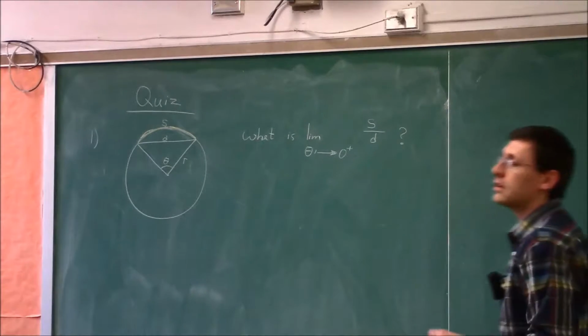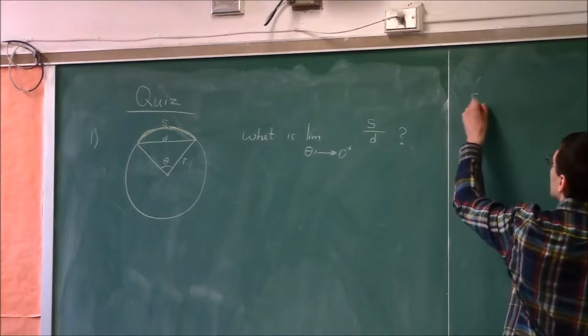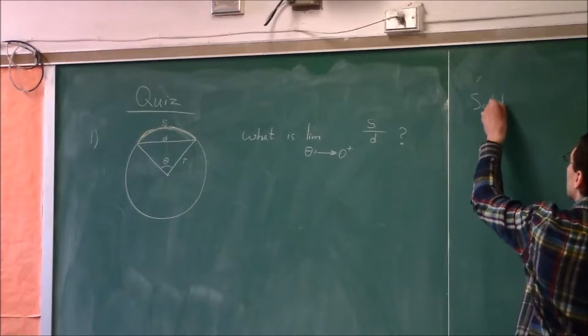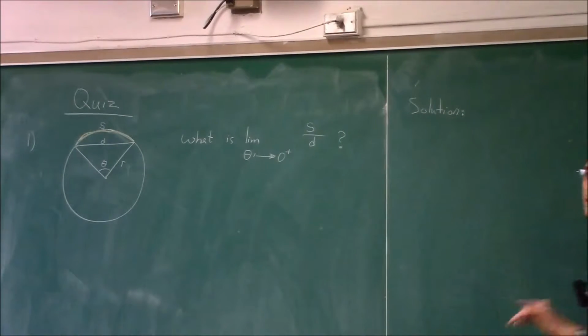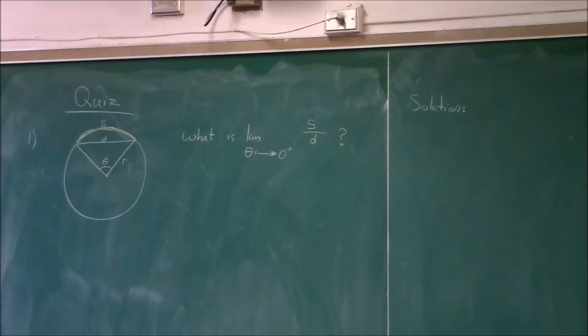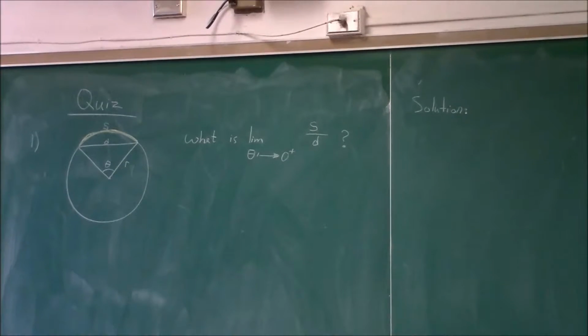All right. So how do we solve this? In fact, you can just raise your hand and tell me the answer, or even shout it. 1. How many of you got 1? 1 person. 2 people. That's it?